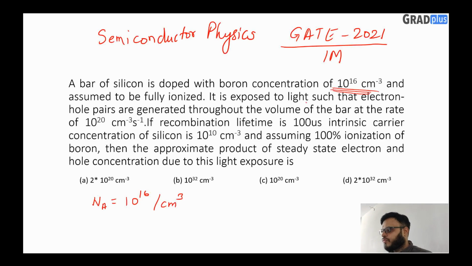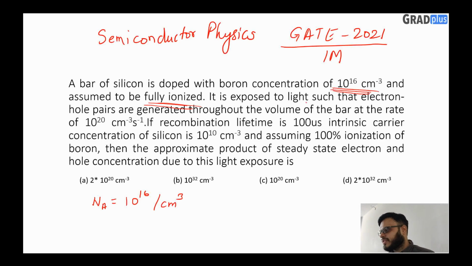Now, here it has been given that full ionization has taken place. That means the amount of boron which we have given will be completely entered into the silicon bar, and all the atoms have taken the specific location, so there will be no loss. So we have to consider complete 10 power 16 atoms.